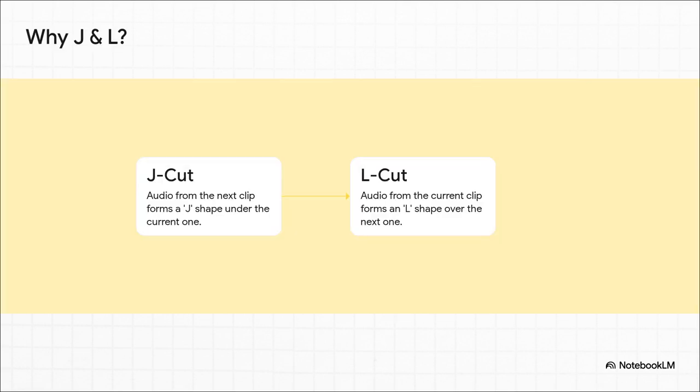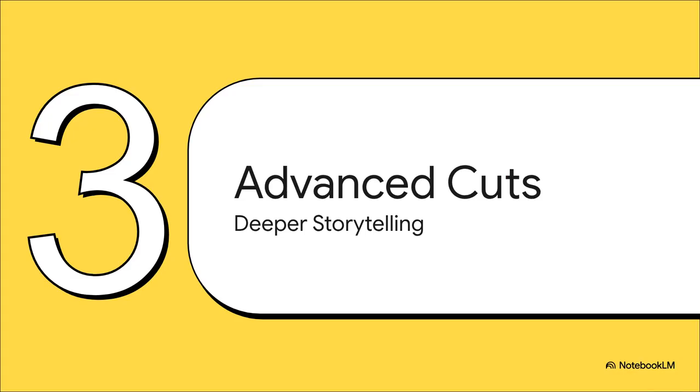Well, it's actually pretty literal. They get their names from the shape the audio and video clips make on an editing timeline. In a J cut, the audio track scoops under the video clip before it, forming a J. And in an L cut, the audio extends over the next video clip, forming an L. Simple as that.